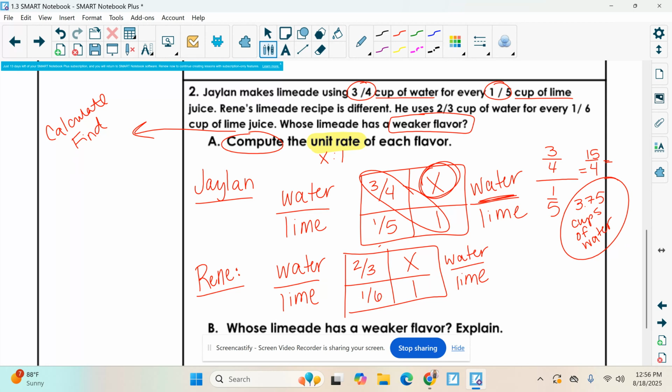So we want to solve for X, so we're going to cross multiply, which is just going to give me what? Divided by 1/6, which gives me 2/3 divided by 1/6 gives you 4. 4 what? 4 cups of water.